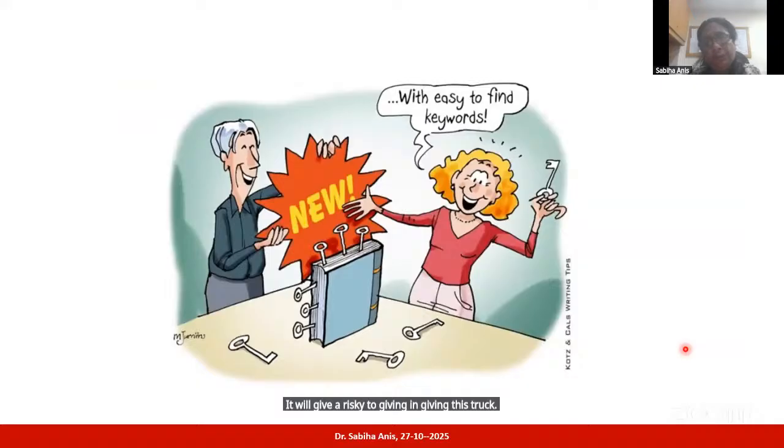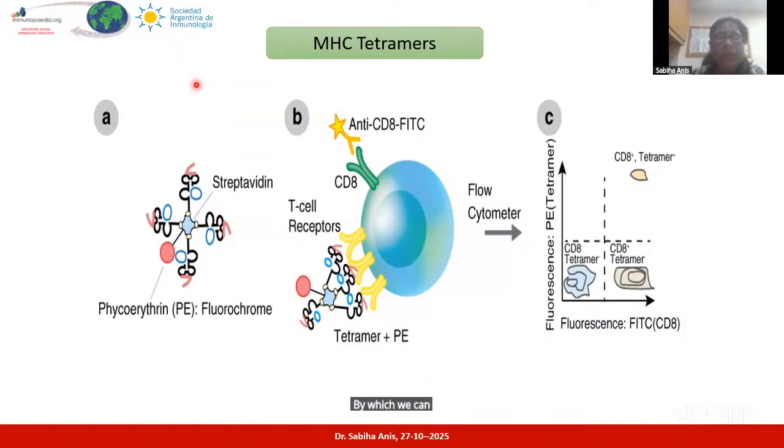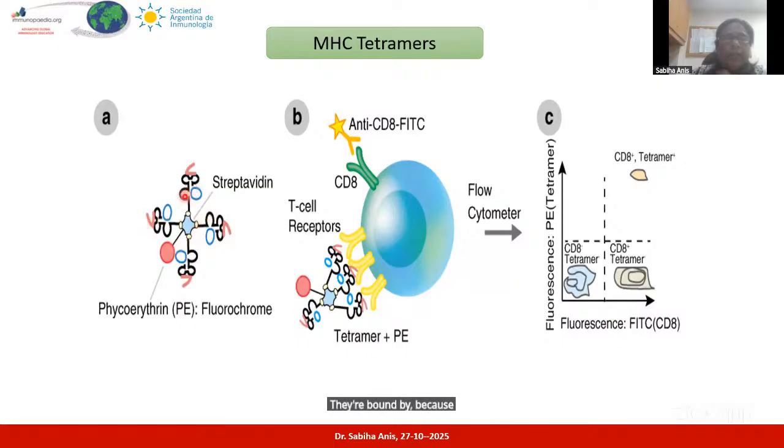So now what's new? What's more exciting in the HLA world? MHC tetramers. These are actually laboratory tools. These are the reagents by which we can monitor or quantitate the T cell responses to specific antigens. So these are made in the lab. You can see over here four HLA molecules with the specific antigens. They are biotinylated, and when streptavidin is added, they become a tetramer, and then it is conjugated with a fluorochrome.